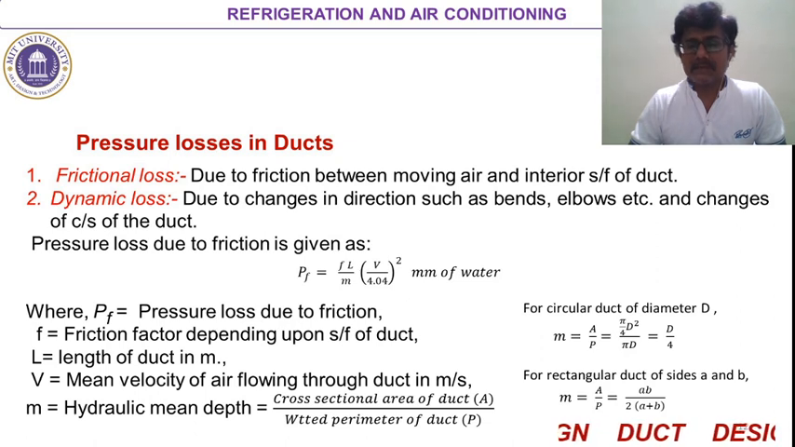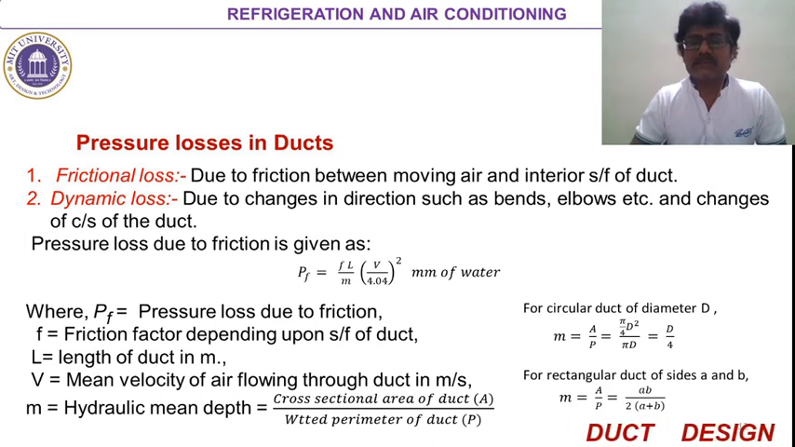On the right hand side, we can get the formula for M. If we have a circular duct of diameter D, then the hydraulic mean depth M equals A divided by P, which is pi by 4 D square divided by pi into D. This leads to D by 4. And if we have a rectangular duct of sides A and B, where A is the longer side and B is the shorter side, then M equals AB divided by 2 into (A plus B).